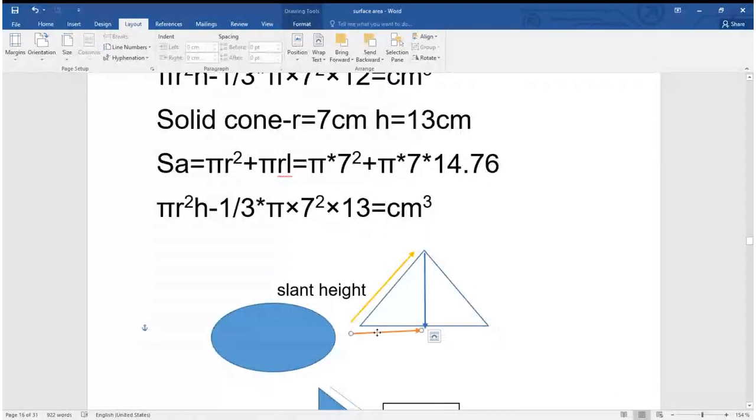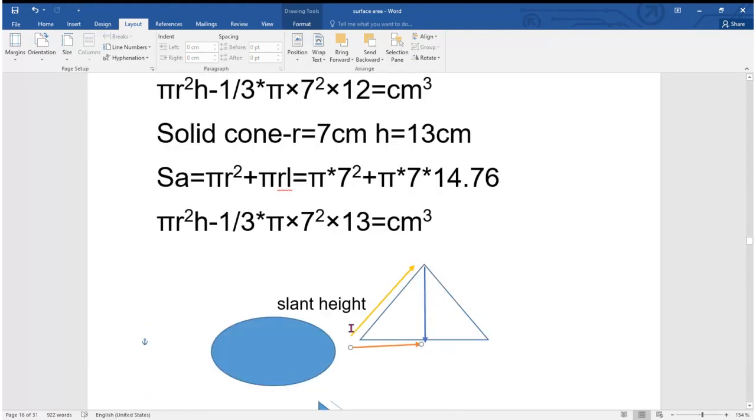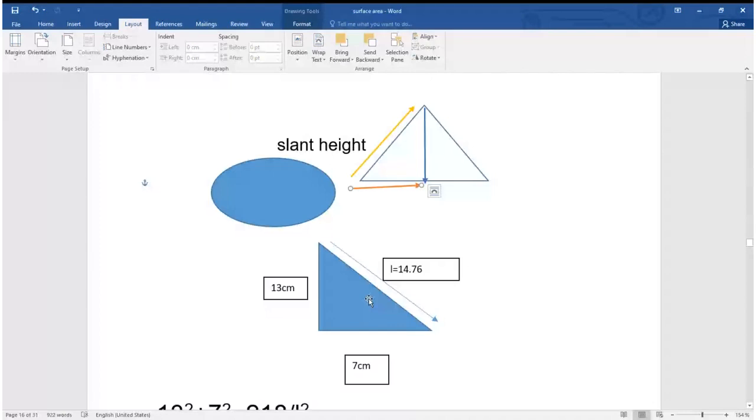So if you're finding the surface area of a cone, the examiner is going to give you the height and then the base. So you use Pythagoras theorem to find the slant height. Now, in this particular case, we are told that the radius is 7 centimeters, and the height is 12 centimeters. So, okay, sorry, 13 centimeters. So the height is 13 centimeters, and the radius is 7 centimeters. So you use Pythagoras theorem to find that.